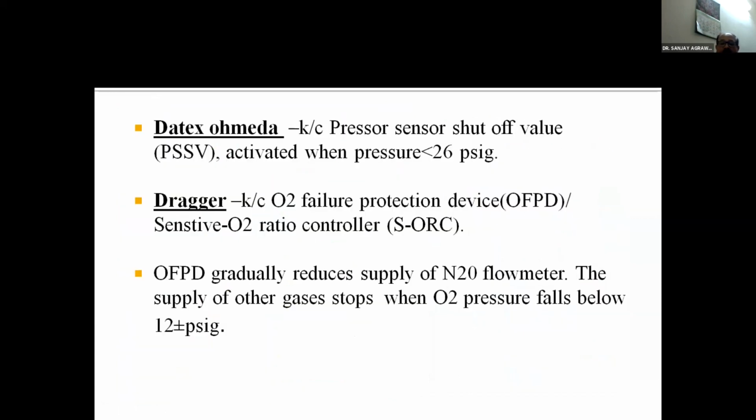So I have talked about this thing. This is known as a pressure sensor shut-off valve in Datex Ohmeda machines. It usually gets activated when the pressure is less than 26 psig. In Drager machines it is known as the oxygen failure protection device or sensitive oxygen ratio controller. Here it is to maintain the common gas outlet concentration of 19%, or as soon as the oxygen pressure falls below 12 psig, the nitrous is switched off and only the oxygen is delivered to the patient.